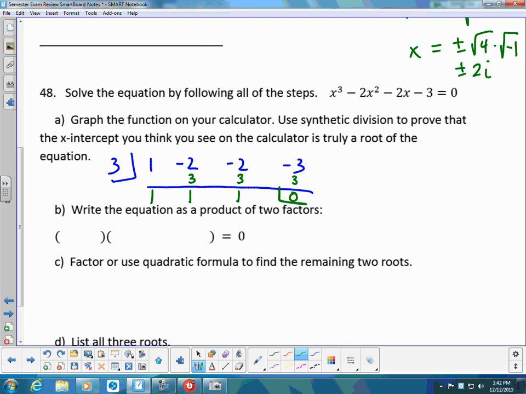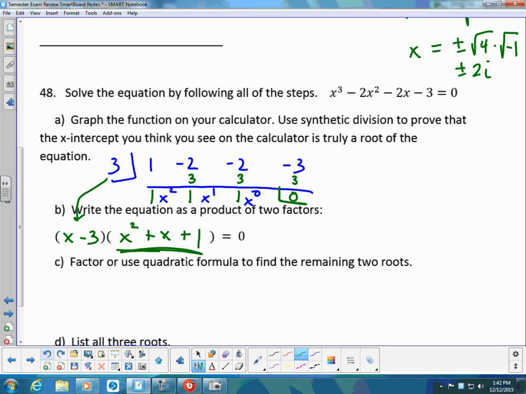Well, if 3 works in the box, then the factor is going to have to be x minus 3. And the other factor here we get from these coefficients. Remember that this is x to the 0, x to the first, x to the second. So this factor here should be x squared plus x plus 1. Then it says factor or use quadratic formula to find the remaining two zeros.